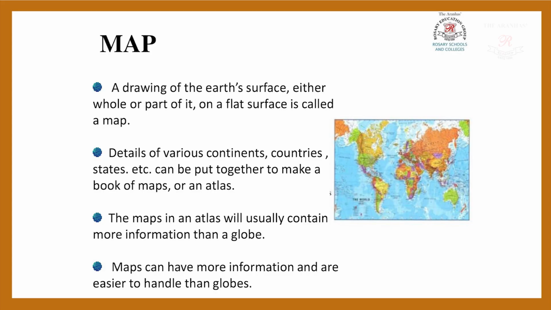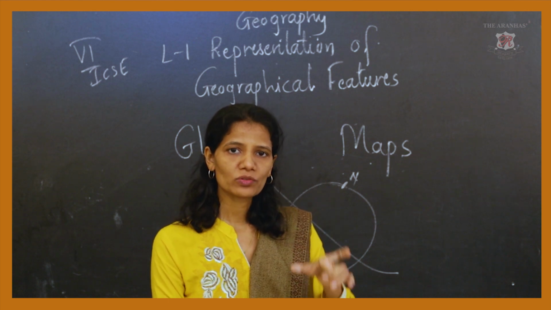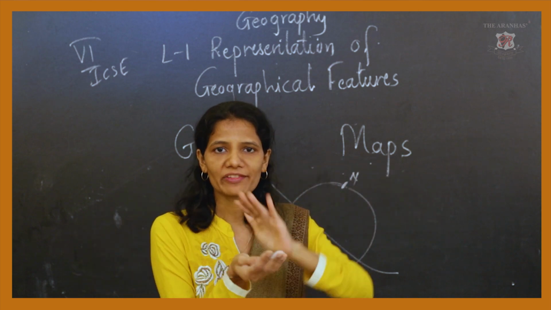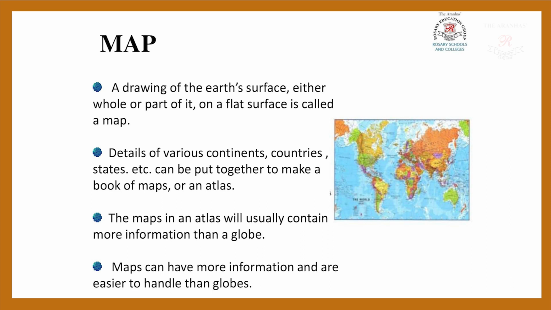So it is a flat surface. Details of various continents, countries, states, etc. can be put together to make a book of maps. So if you see an atlas book, in an atlas book there are different kinds of maps which are compiled together and made into one book. The maps in an atlas will usually contain more information than a globe.